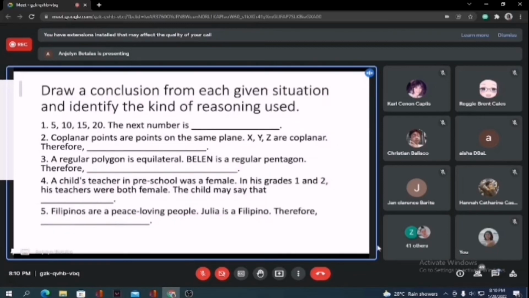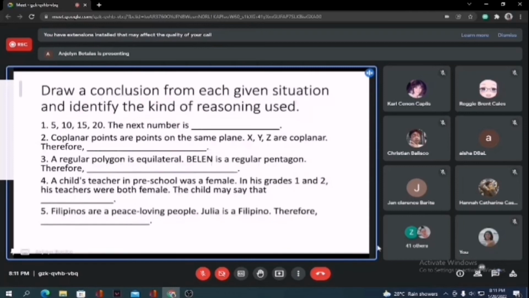A regular pentagon is a pentagon, and a pentagon is a polygon. Polygon is a general term for all kinds of polygons; any closed figure is a polygon. So since Belen is a regular pentagon, you conclude that Belen is equilateral. That is deductive reasoning. Take note of that.